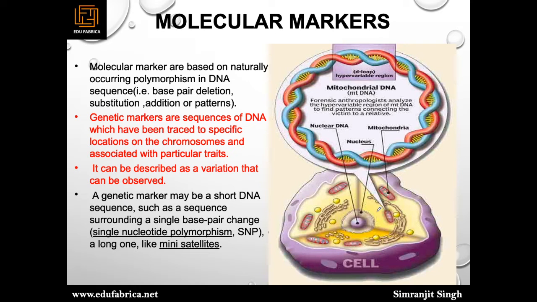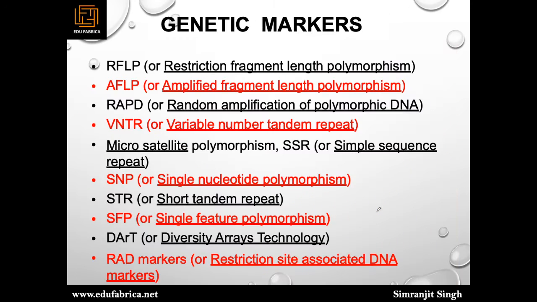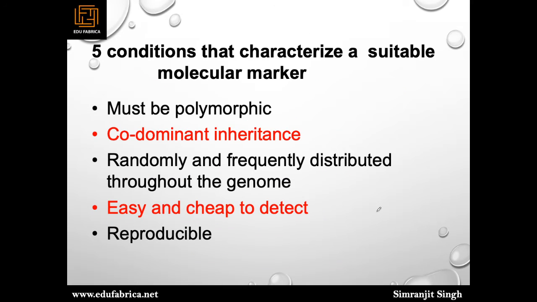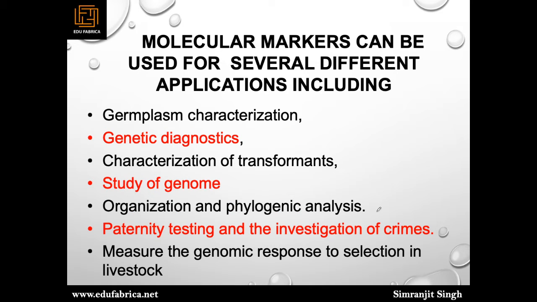These molecular markers are very helpful actually, so I will just discuss them in a nutshell. The following various markers are present in the market: RFLP, AFLP, RAPD, VNTRs, microsatellites, SNPs, STRs, SFP, RAD markers, and so on. What are the characteristics of suitable molecular markers? They should be polymorphic, show codominant inheritance, be randomly and frequently distributed throughout the genome, be easy and cheap to detect, and be reproducible. Molecular markers can be used for several applications, including germplasm characterization, genetic diagnostics, characterization of transformants, study of genome organization and phylogenetic analysis, and measuring the genomic response to selection in livestock.